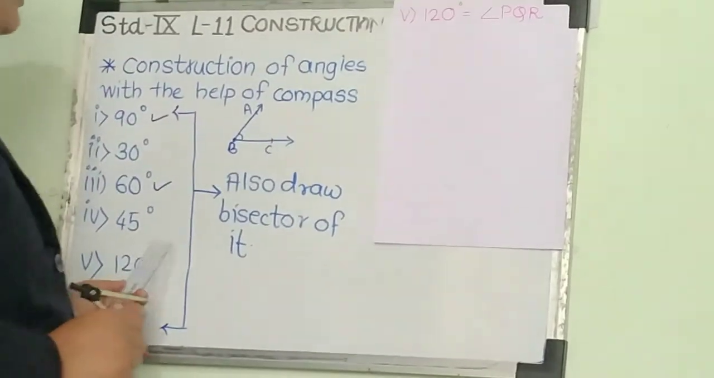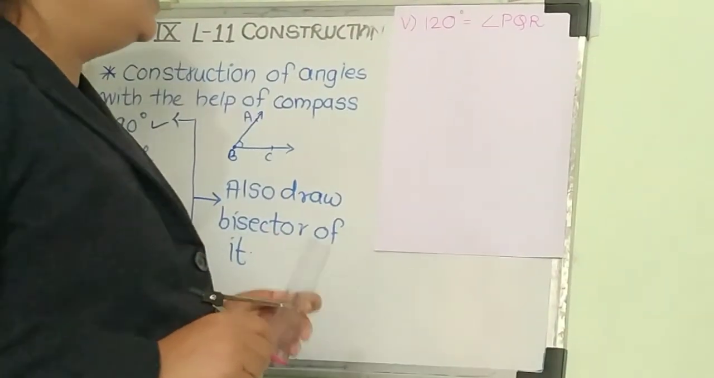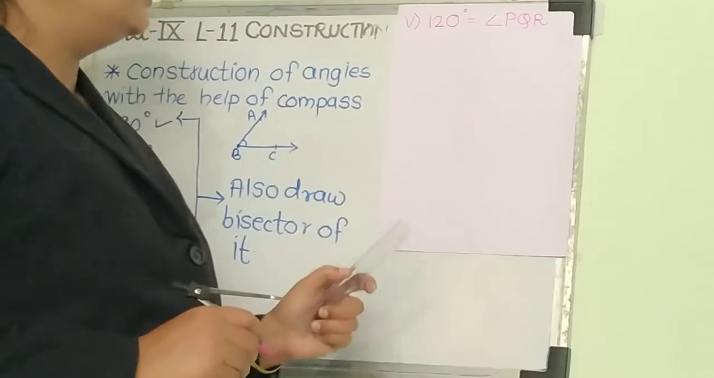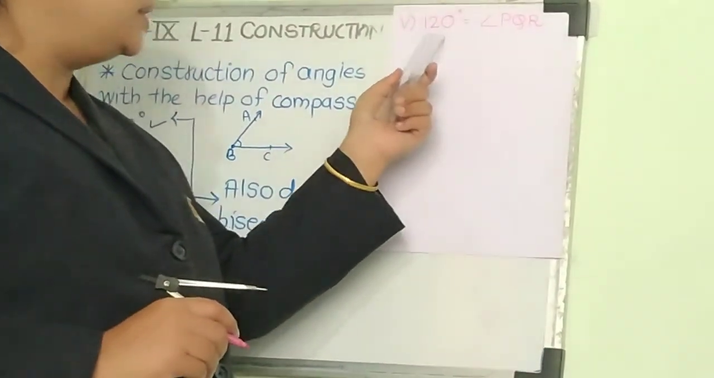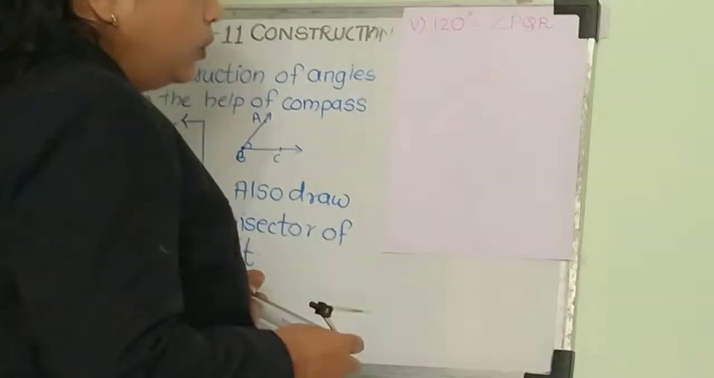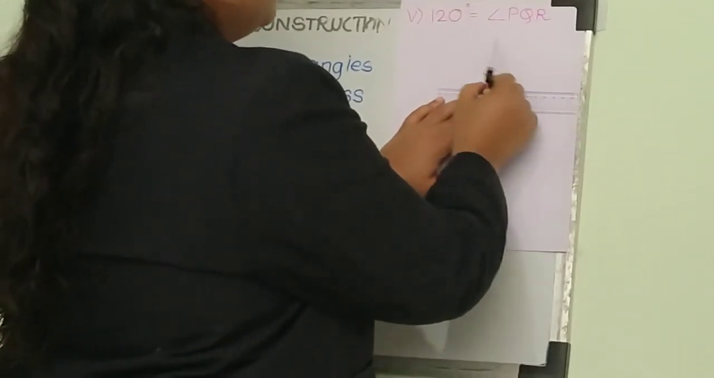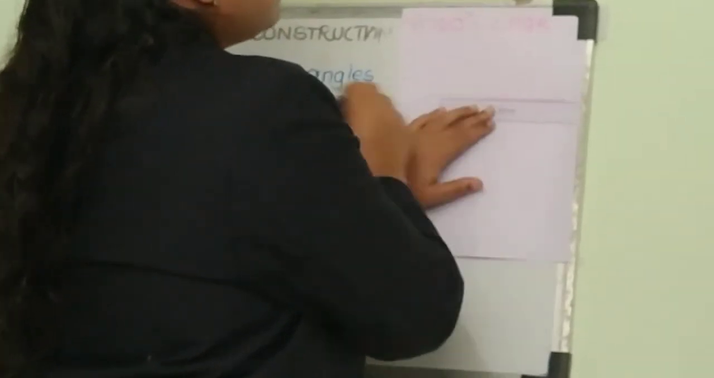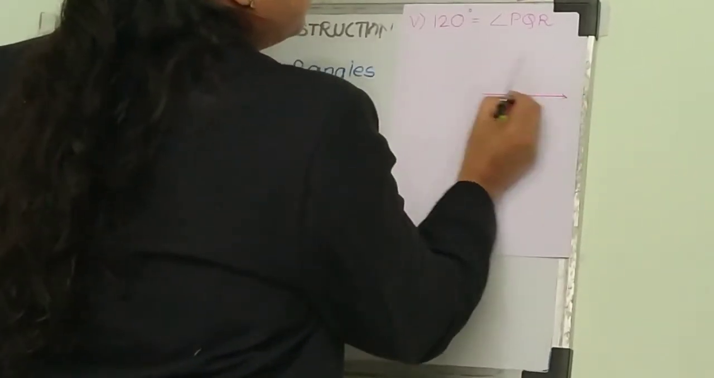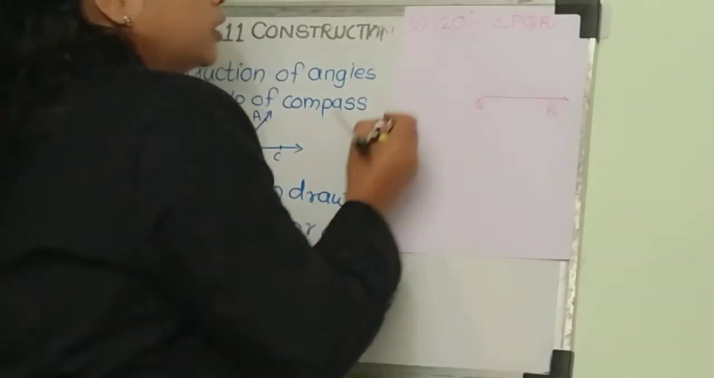Now next we will see how to draw the angle 120 degrees. As I told you, you are going to draw the bisector of 120 degrees and one more, 105 degrees. So I will draw only the angles. First, we are going to draw the ray. Again here we name it PQR. So I will write here QR. Then we have to extend Q to the left.